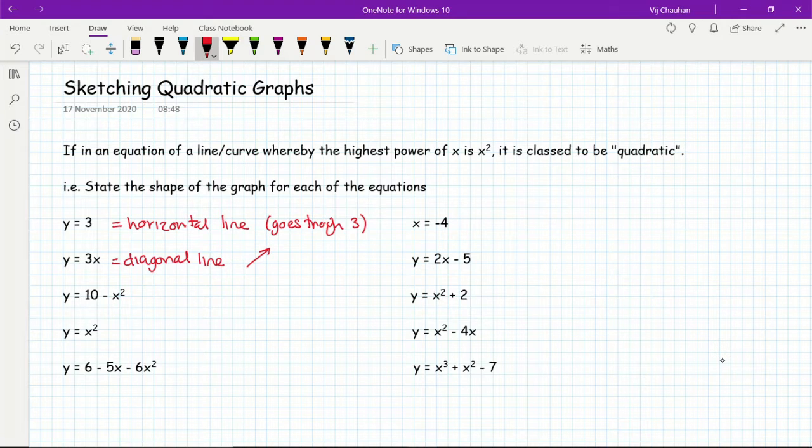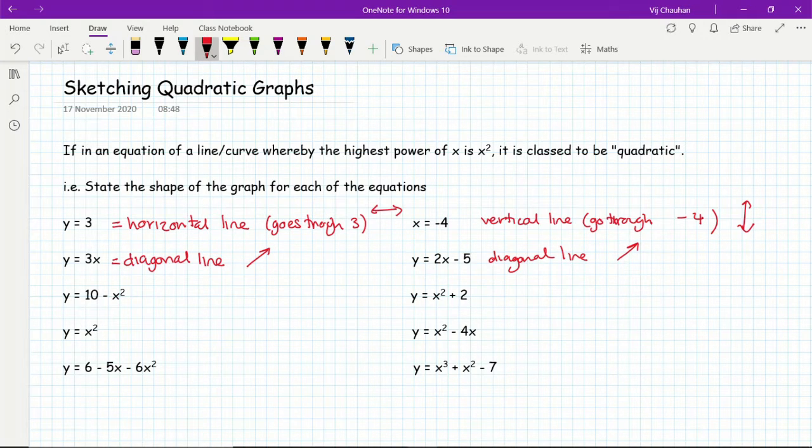Now here we can see that we've got x equals -4, so that's going to be a vertical line, and that goes through -4 on the x-axis. So that's going to be a vertical line, whereas this one's going to be a horizontal line. Y equals 2x minus 5, again that's going to be a diagonal line because it's got both a single x and a single y, and as it's got a positive gradient it's going to be going up.